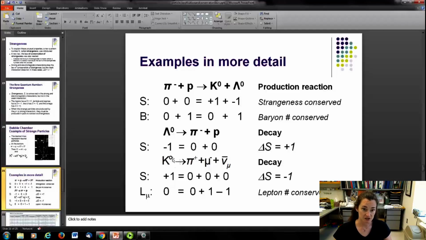Kaon here, 0 superscript, neutrally charged. Positive pion here, negative muon, and neutrinos have no charge. So you have 0 is equal to +1 - 1, charge is conserved. So these are some of the charge, lepton number, baryon number, and strangeness conservation rules that you have to check for these reactions.